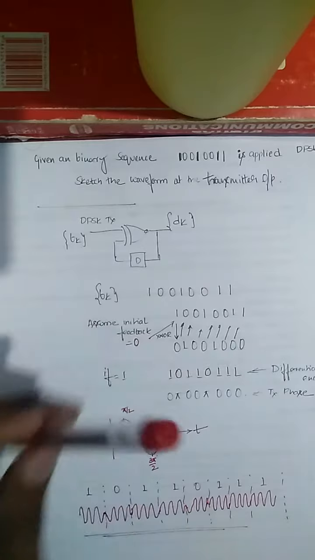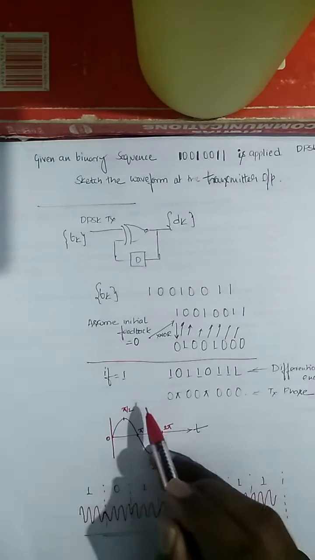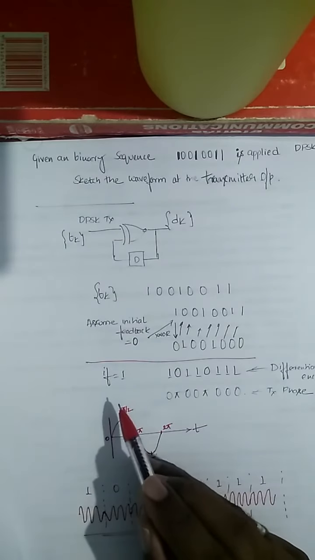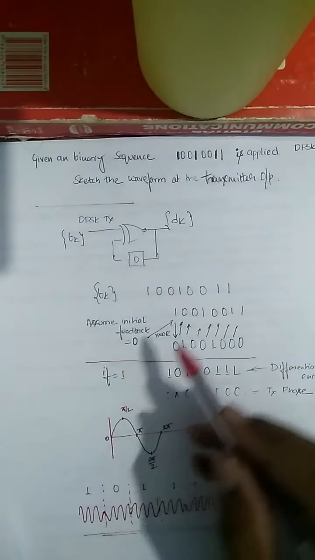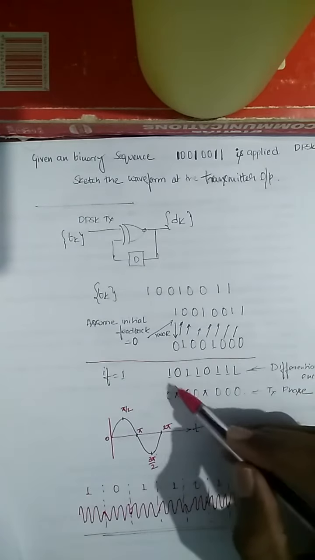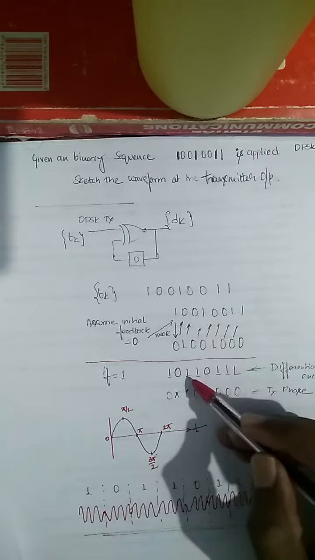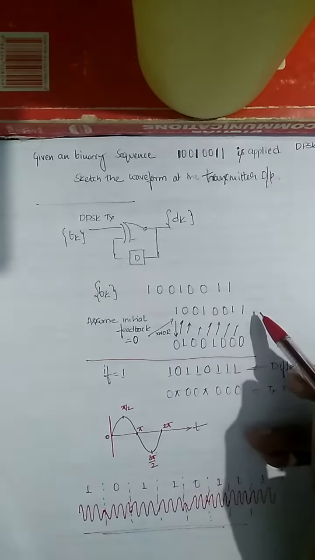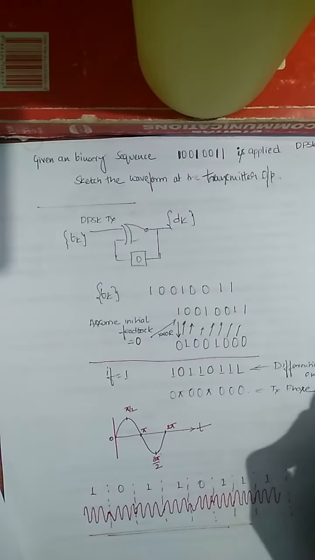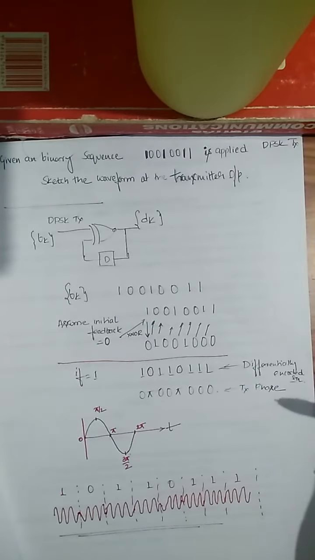So this is one part, and this is another part. If I am assuming the initial bit to be 1, what happens? 1 XNOR 1 is 1, then 1 XNOR 0 is 0, 0 XNOR 0 is 1, 1 XNOR 1 is 1. Likewise, you do the XNOR operation and you will get a differentially encoded stream. So this is the differentially encoded stream.